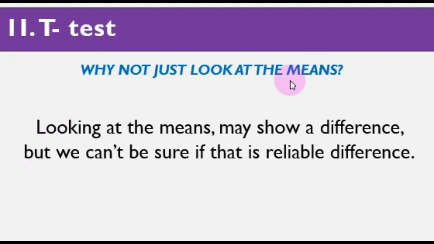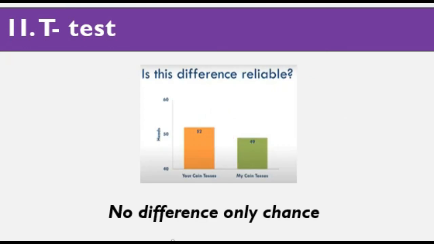So, why not just look at the means? Bakit hindi na natin tingnan yung means? Looking at the means may show a difference, but we can't be sure if that is a reliable difference. Kasi nga, exact data lang yung meron tayo. Okay? Pero hindi natin makikita, kapag hindi tayo gumamit ng t-test, kung yung layo ng bawat isang data na yun. Okay?